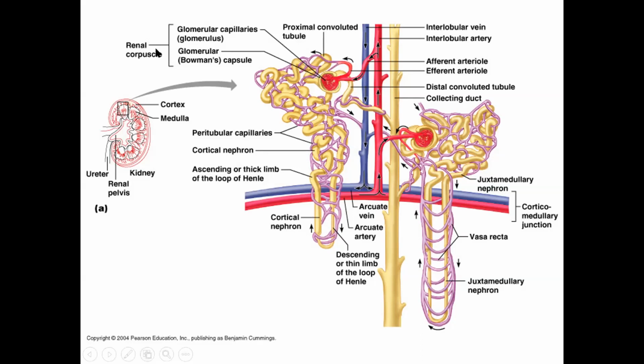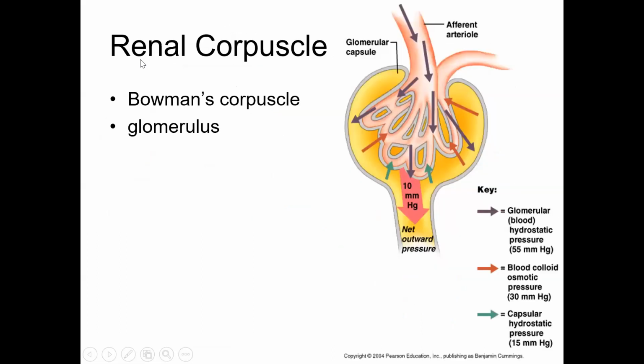Okay, so there's another term you need to know. It's called the renal corpuscle. If you have this capillary bed, the glomerulars, plus this Bowman's capsule together, it's called the renal corpuscle. All right, so if we just enlarge this capillary bed and this Bowman's capsule right here, you can have a more detailed look.